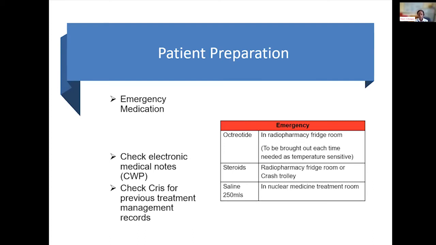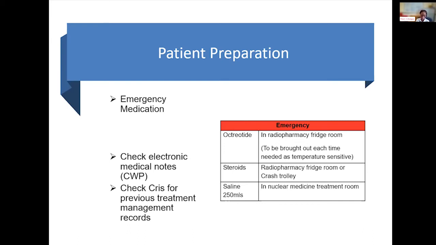But one of the first things that we do with a patient, whether it's a new patient or a previous patient, is we check the electronic medical notes, just to try and understand any previous problems with these patients, the current symptoms that they're managing and how these symptoms are managed. So we have an idea of what they're going through before they even turn up.